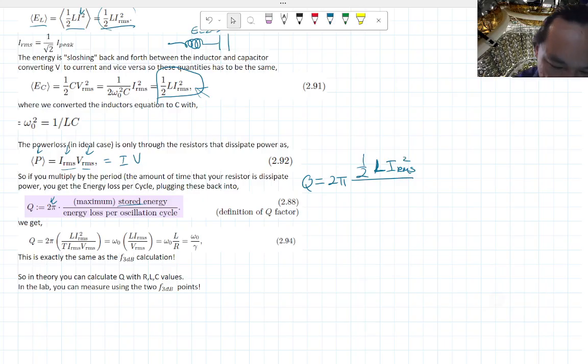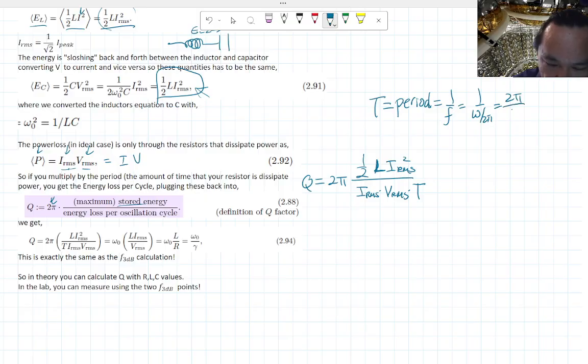So therefore, in this case, it's actually not P, it's I RMS times the voltage RMS, times the period. This thing called T here is the period, and it's defined as 1 over the frequency. So 1 over the frequency is omega over 2 pi, which is actually 2 pi over omega. And you'll see where that 2 pi is going to be useful soon.